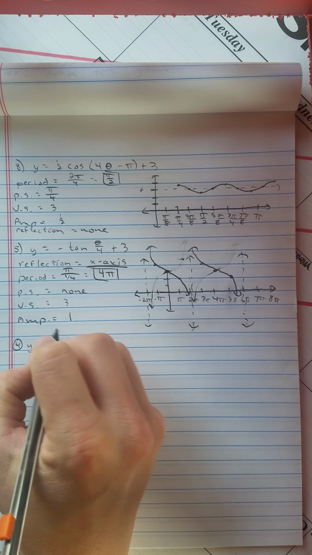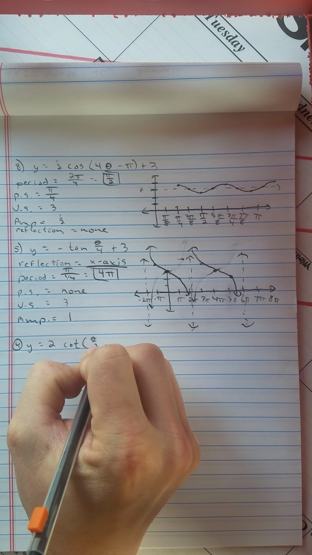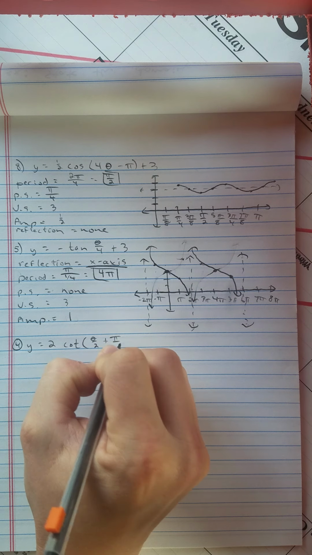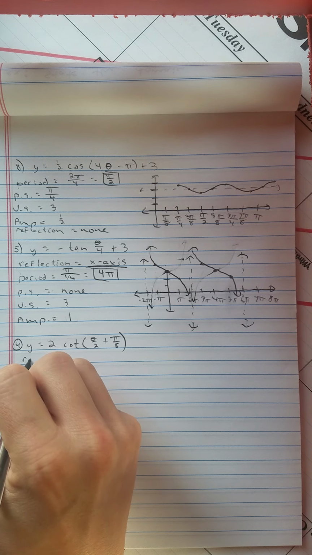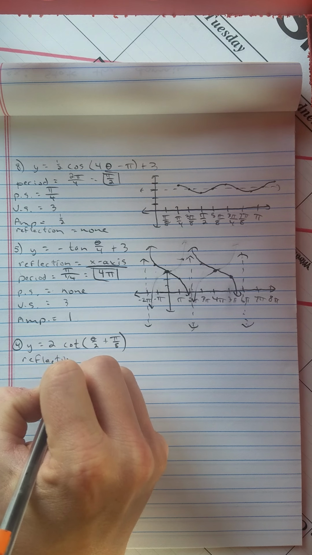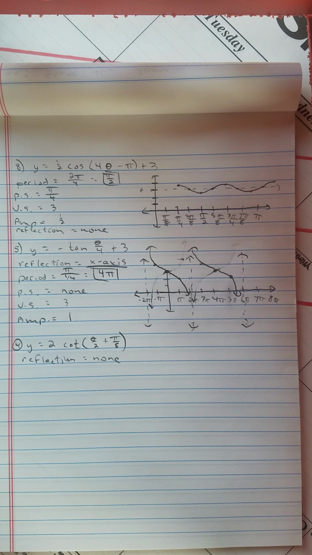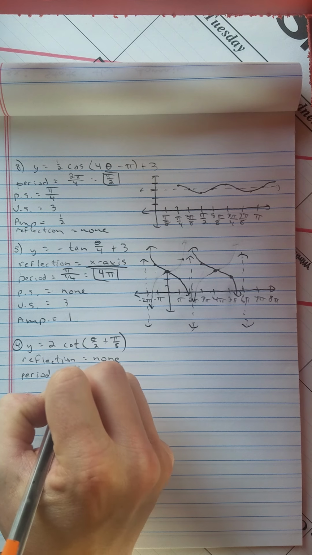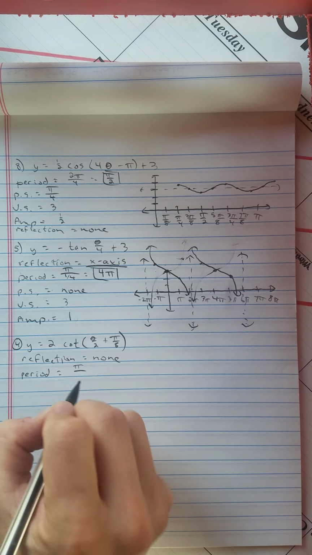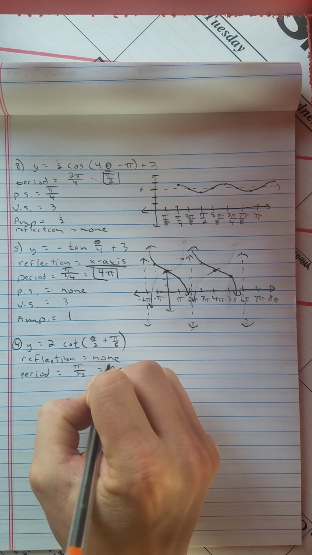So here's what this one's going to look like. Y equals 2 cotangent of theta over 2 plus pi over 8. Okay, and we'll go down kind of in order here. So we'll start with reflection because that's what the directions ask for, but in this case there is no reflection. It's going to appear to be a true cotangent curve. Our period adjustment here is just pi divided by, in this case it's theta over 2, so that's 1/2. Pi divided by 1/2 is the equivalent of 2 pi.